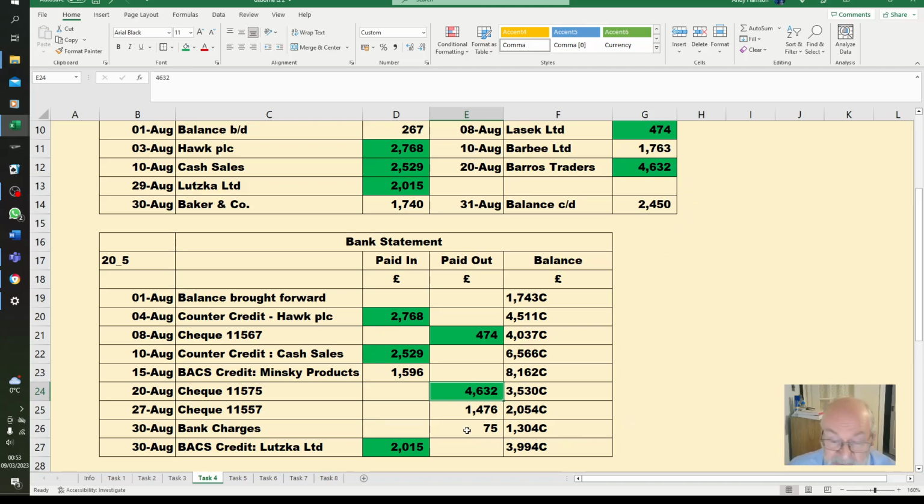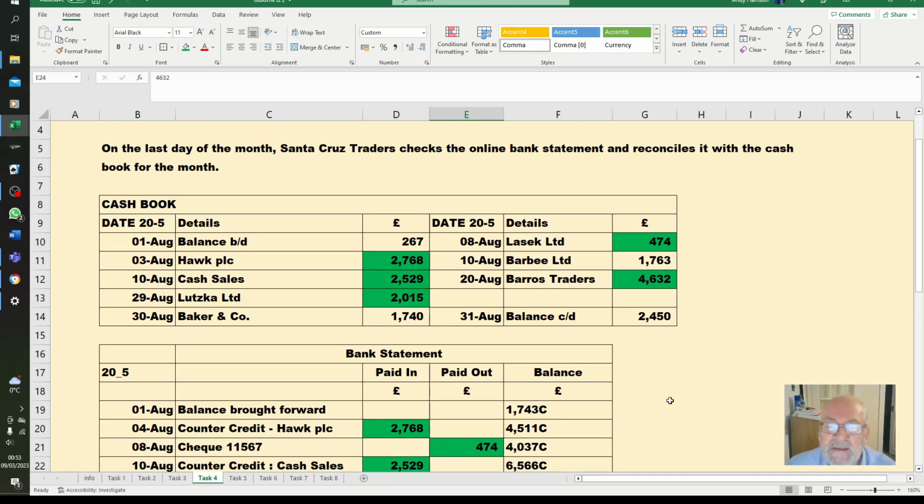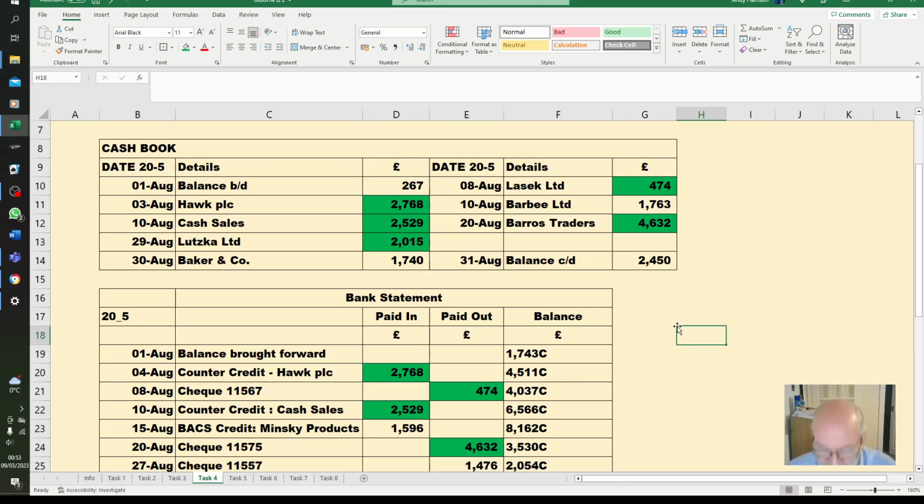Bank charges you would expect to update the cash book, and then we've got this 1476. So we've got to work out what the opening balance difference is. In this case it's fairly straightforward. It could be one or two items.